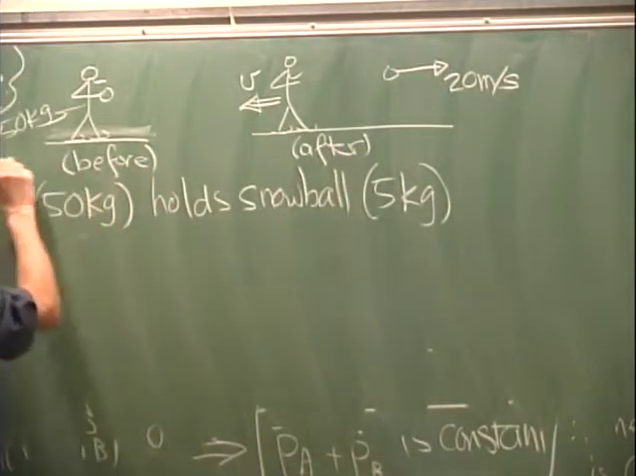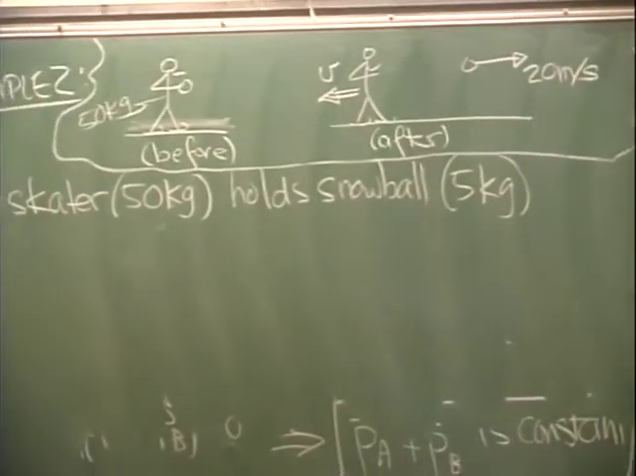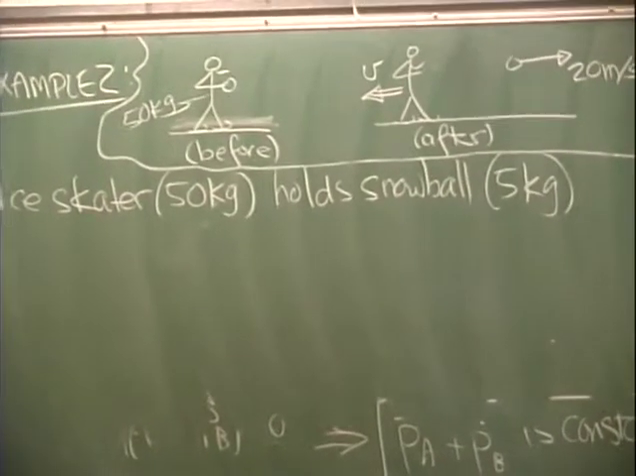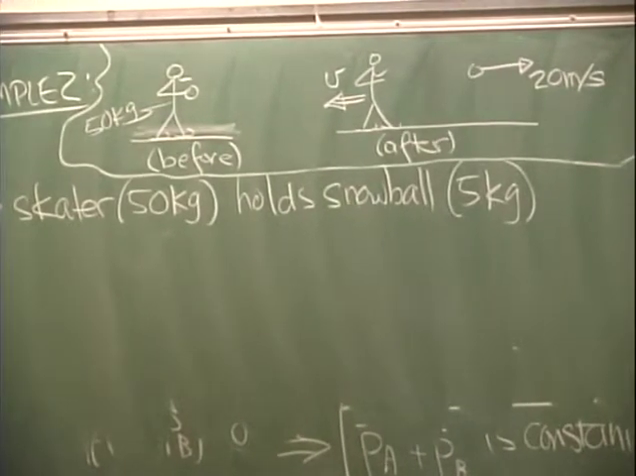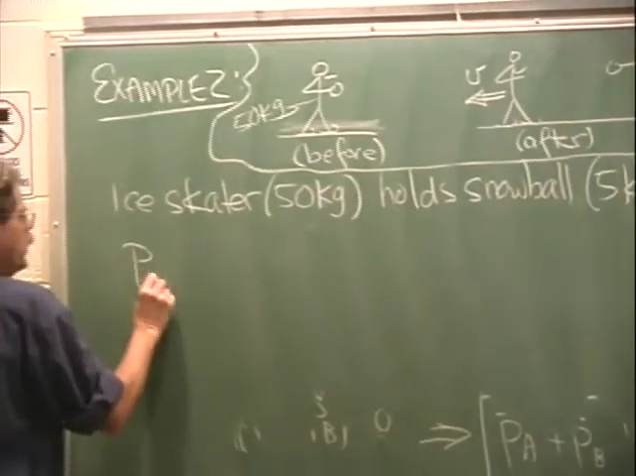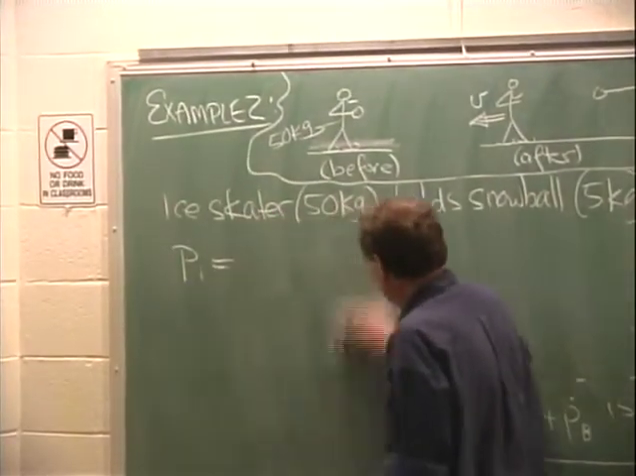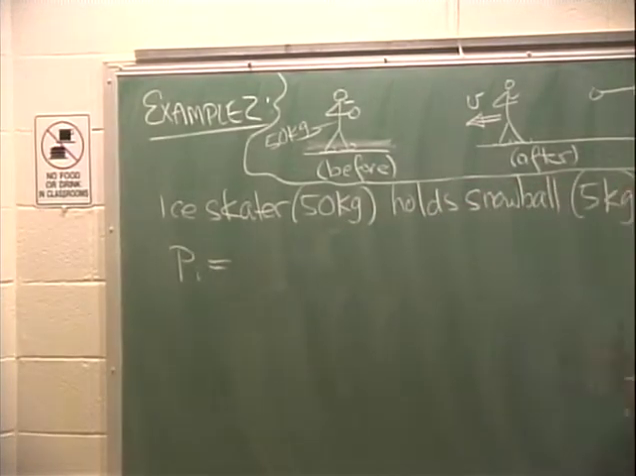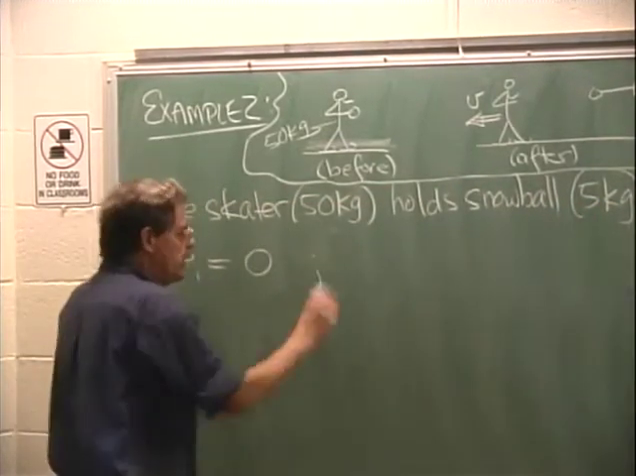By the way, not everybody likes to draw these little pictures, but they help me to think about conservation of momentum problems. I always do this. What's the scene beforehand? What's the scene afterwards? And I know what I'm focusing on. So, beforehand, P initial, you tell me. She's standing there holding this snowball. Nothing's moving. Momentum is 0.